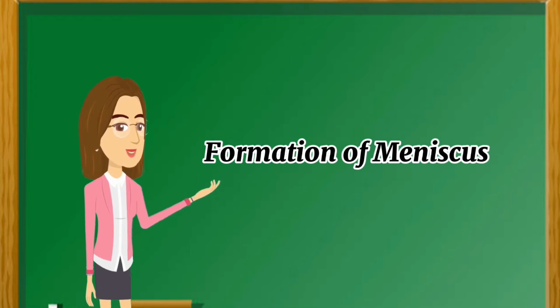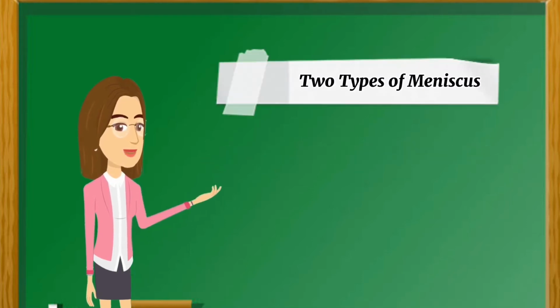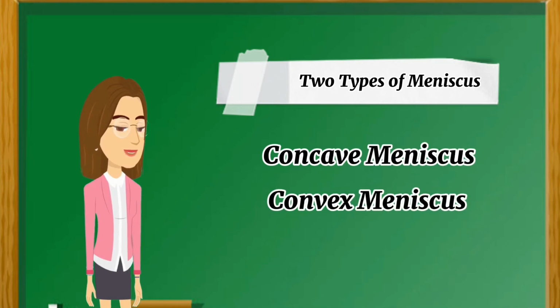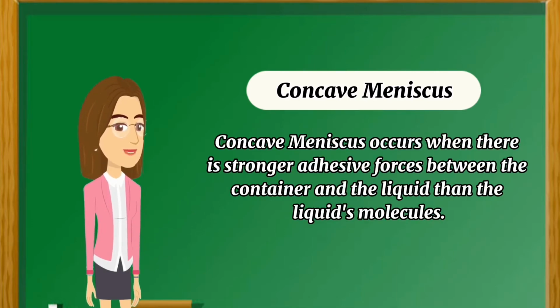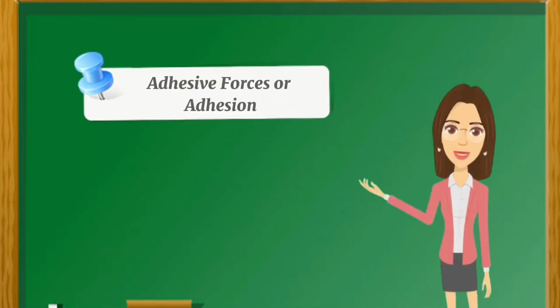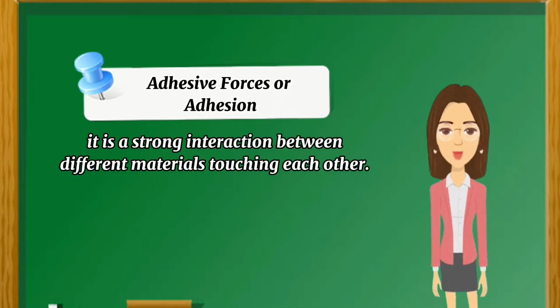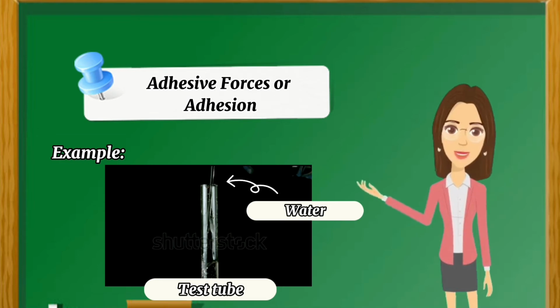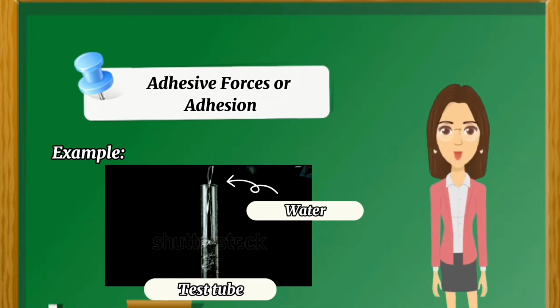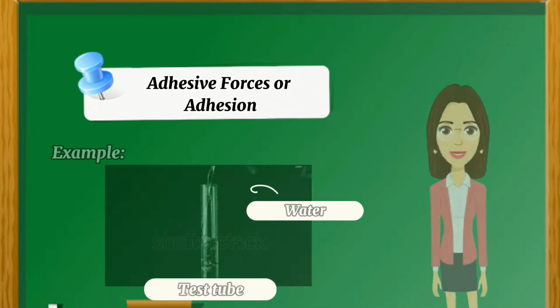Now, let's proceed to the formations of meniscus. There are 2 types of meniscus, the concave meniscus and the convex meniscus. First, let's discuss the concave meniscus. Concave meniscus occurs when there is a stronger adhesive force between the container and the liquid than the liquid's molecules. Adhesive forces or adhesion is the strong interaction between different materials touching each other. For example, if we pour some water in a test tube, water is more attracted to the test tube than to the water itself because the test tube has polar molecules, and it is also because of the hydrogen bonding.